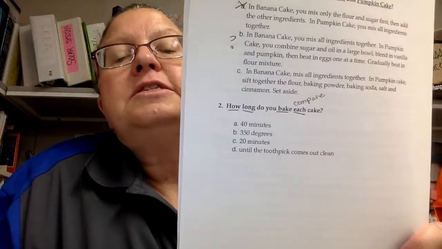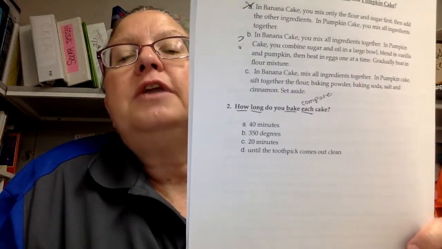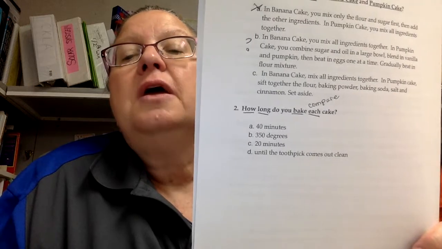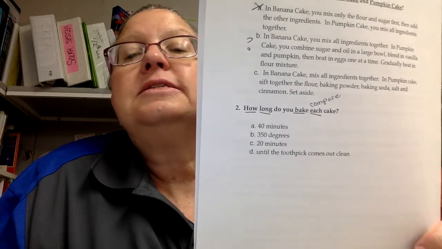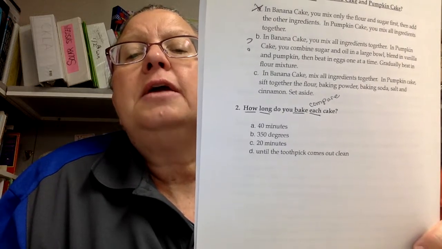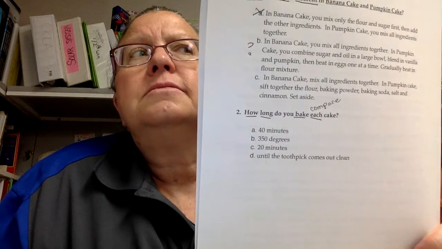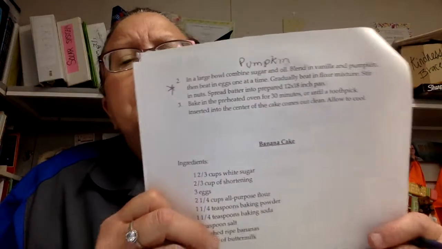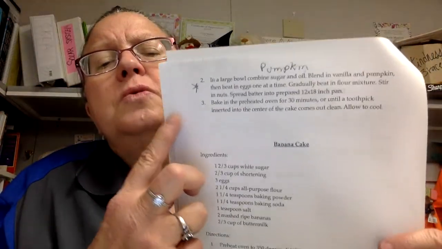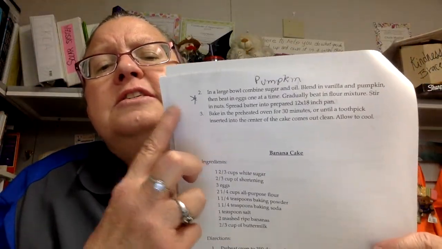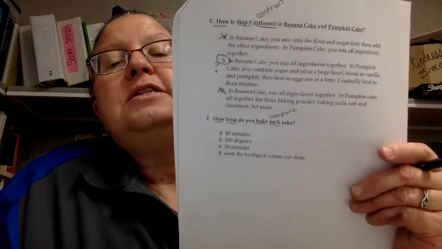All right, letter C says, in banana cake, mix all the ingredients together. Sounds good. In pumpkin cake, sift together the flour, baking powder, baking soda, salt, and cinnamon and set aside. I don't remember that as being part of step 2. Let's see. All it says is beat in the flour mixture, but not about making the mixture itself. So C is definitely out, which leaves me to say number 1 is B.